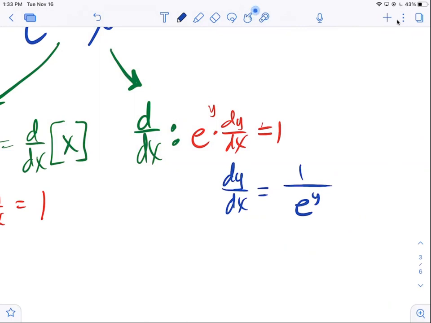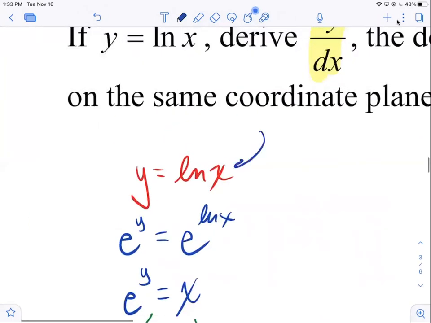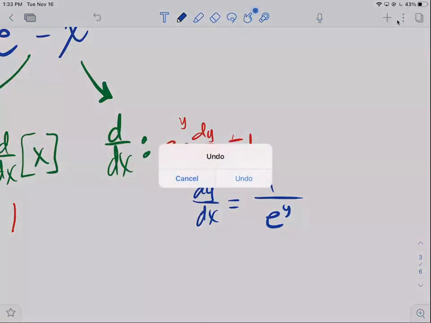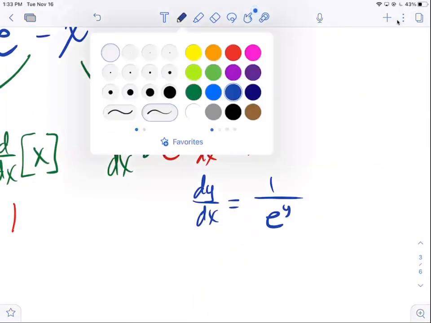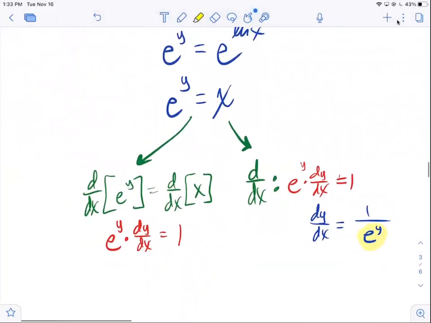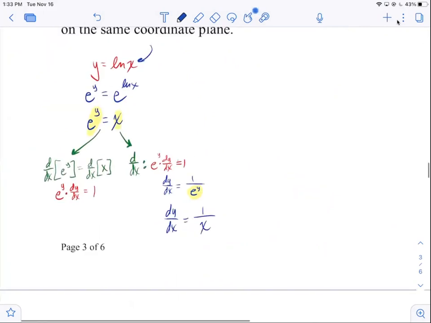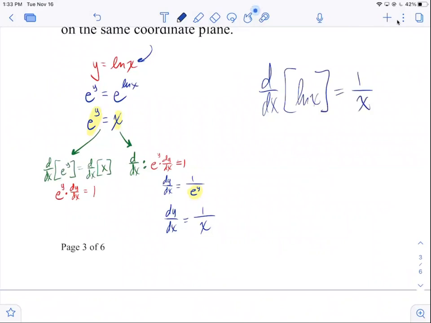Is it in terms of y? It started in terms of x, right? And now I have it in terms of y. Is there a way to get it back in terms of x? Yeah, good. e to the y. What is e to the y equal to? It's equal to x. They're the same. So with just a little mathematical sleight of hand, a little substitution, we get 1 over x. And there it is. The derivative with respect to x of the natural log of x is 1 over x.